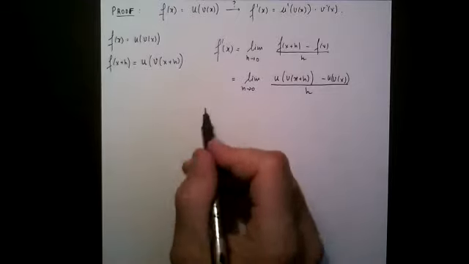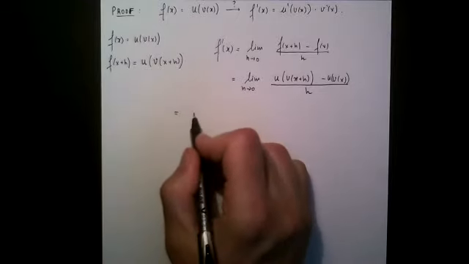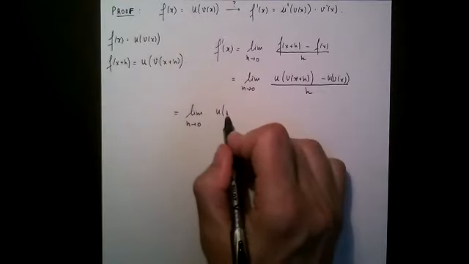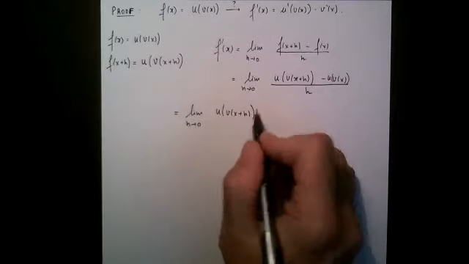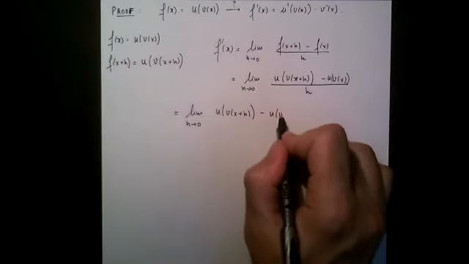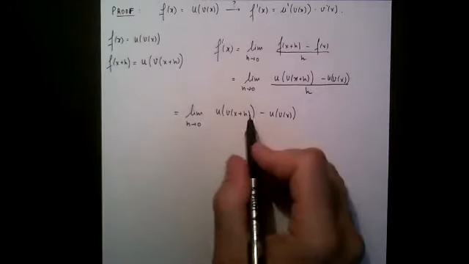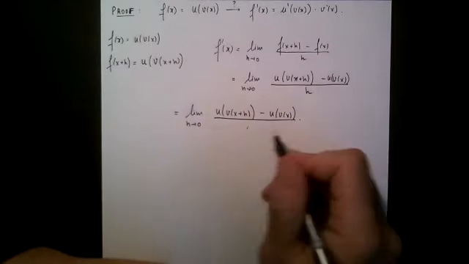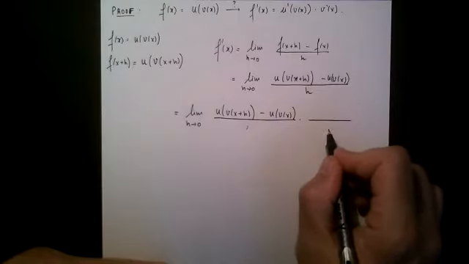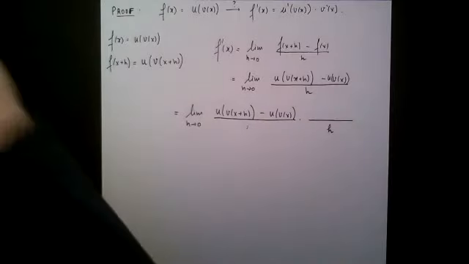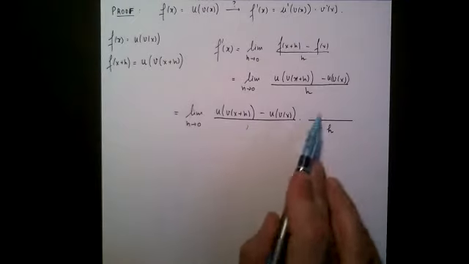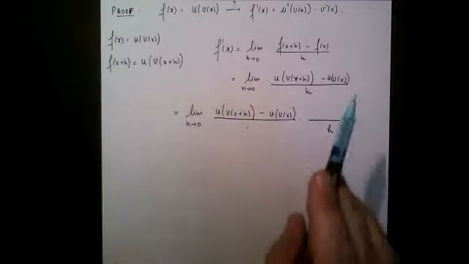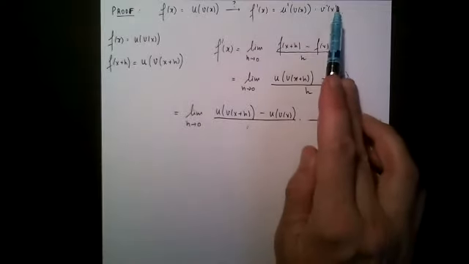Okay, so now I'm going to do something weird again. Limit as h approaches 0, and I want to do u of v of x plus h minus u of v of x. And instead of putting over h here, I will put the over h here. And I'm going to multiply and divide by the same thing. So I'm cheating a little bit here because I'm expecting to have a v prime of x here.